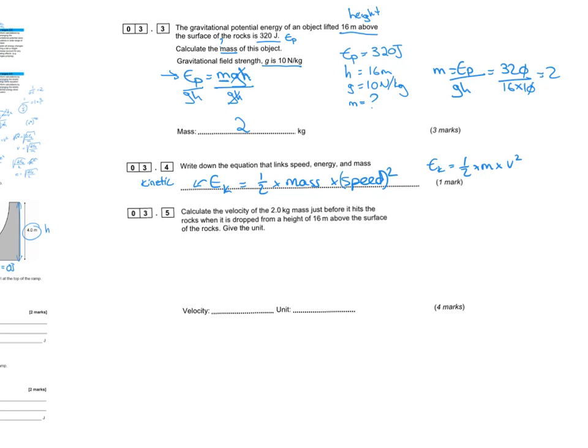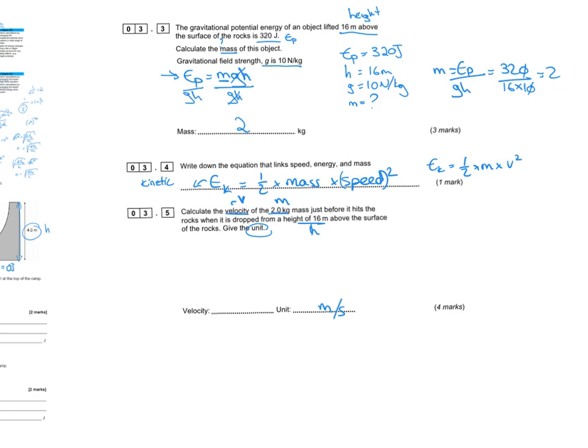Then it says calculate the velocity. Now this is when these questions get a bit harder. So you need to find the velocity. Now velocity is the same thing as speed. For those of you who already are taught, you should know that. So velocity refers to speed, v, of the 2 kilogram mass, just before it hits the rocks when it is dropped from a height of 16 meters above the surface of the rocks. Give the unit. So you are actually calculating velocity, which is speed. So the unit should be meters per second.